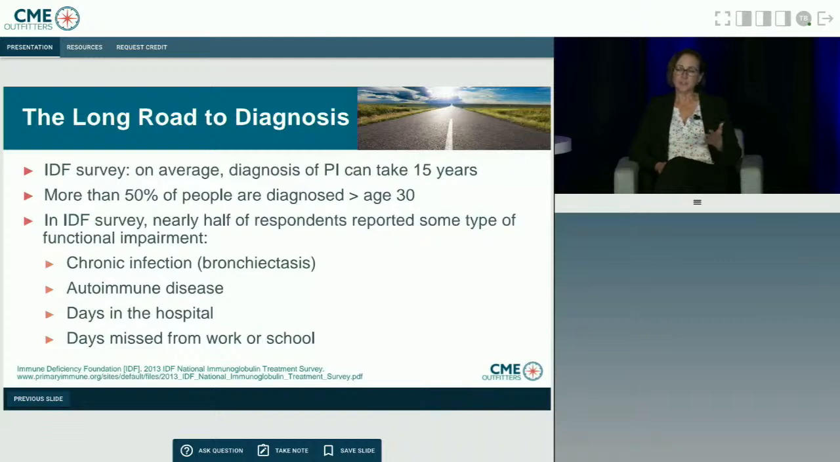And when patients are delayed in their diagnosis, the quality of life measures fall off dramatically. So these are patients who have increased days in the hospital, increased days missed from work or school. And so in those particular cases, the quality of life is impaired by the time we even get to a diagnosis.